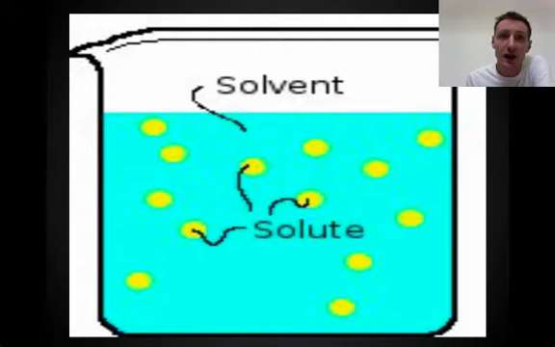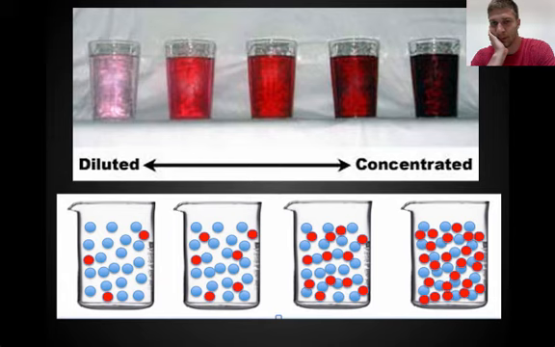Here is an example of a solution. Our solvent is the water, and you can see we have little solute particles. In the example that we used, those solute particles would be salt. So this solution from our example would be 80% water and 20% salt. So the concentration of salt is 20%, the concentration of water would be 80%. So in this picture you can see a gradient of concentration. So the cups on the right are more concentrated than the cups on the left. When things are less concentrated, we call them diluted.